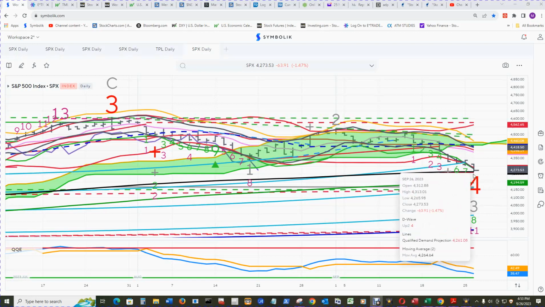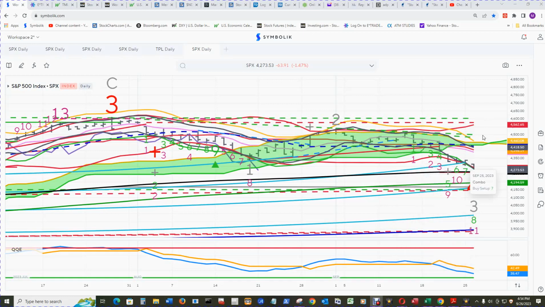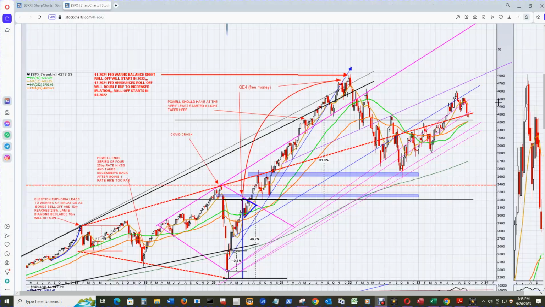And price pretty much nailed the qualified demand projection, 4261.08, a low of 4265.98. So this is a projection. Sometimes it doesn't even make it down here before it turns around, but that means nothing for support or a reason to buy. It could just go right past that as it's just a target, and I've seen that do that plenty of times and turn around and go back the other way.